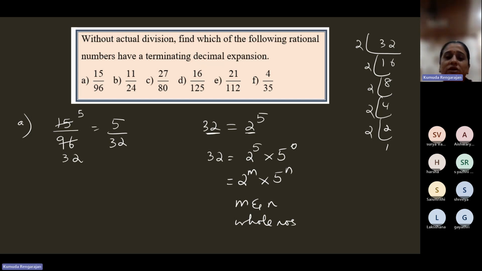Like 2 to the power something, or 5 to the power something, or both the primes 2 and 5. If you can express a denominator like this, then that rational number has a terminating decimal expansion. If it has any other primes other than 2 or 5, then it will have a non-terminating repeating decimal expansion.